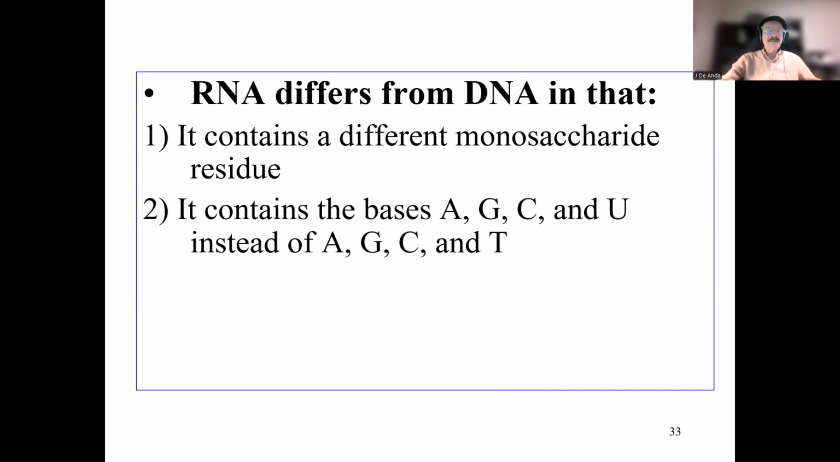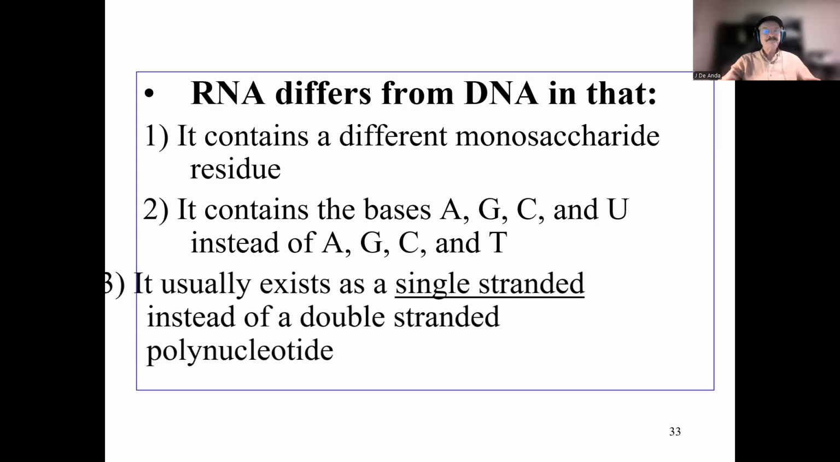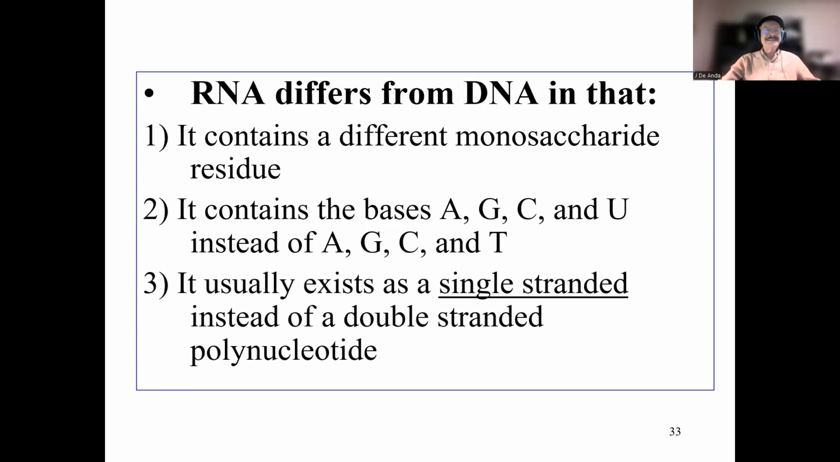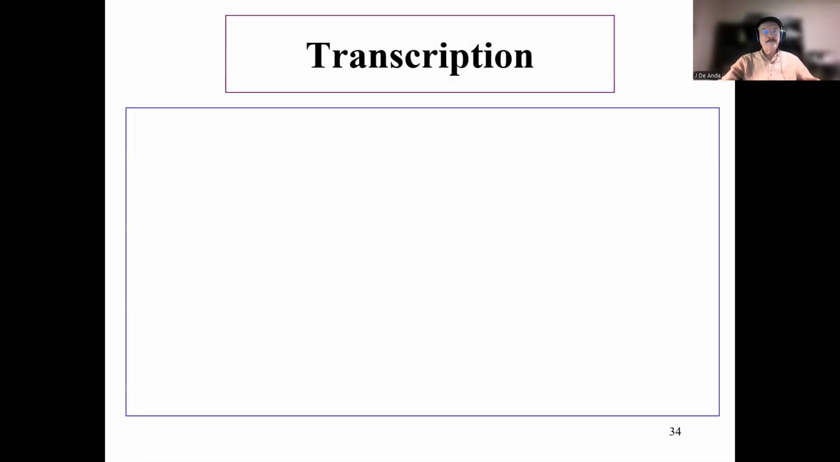RNA contains the bases A, G, C, and U, or uracil, instead of A, G, C, and T. So whatever function thymine or T played in DNA, that function is exerted by U in RNA or uracil, and it pairs with adenine. The other difference is that typically RNA exists as a single-stranded instead of a double-stranded polynucleotide, and that is in general. Okay, it's not always, but in general it exists mostly as a single-stranded molecule.